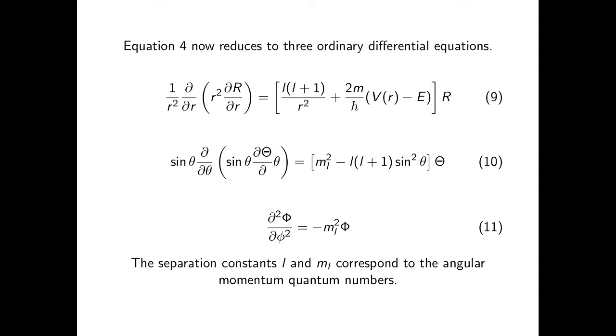Okay, so now equation 9 is basically the radial part of the equation, which is what we need. But before we talk about that, we'll first look at equations 10 and 11, which is the angular part of the central potential.